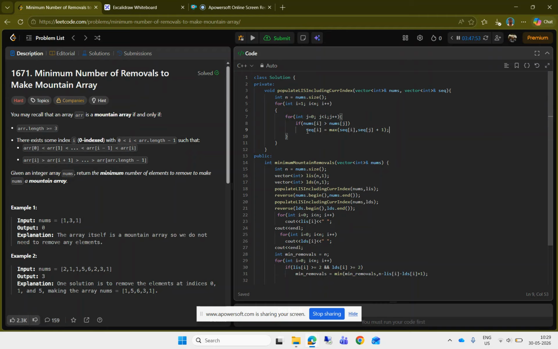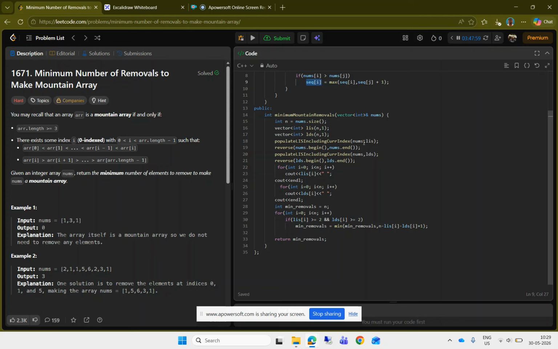That will be the length of the longest increasing subsequence ending at index I, right? And after that there is some trick that I've performed. I could also write similar code for the longest decreasing subsequence, but that would be repeated code. I don't need to do that. So what I've done is I've reversed the numbers. This is a trick. I have reversed the numbers, populated the LIS, and again reversed it, right? This will give you the LDS.